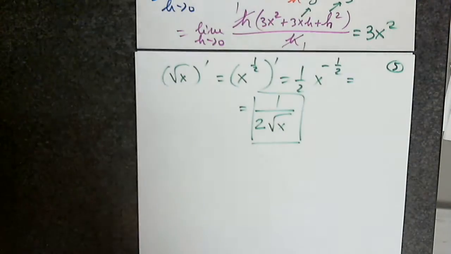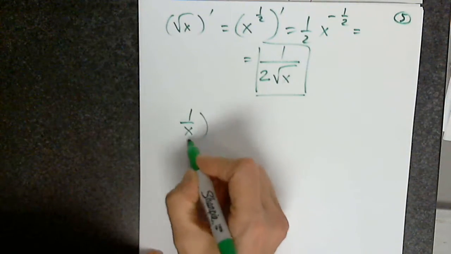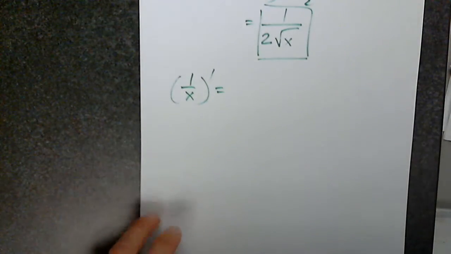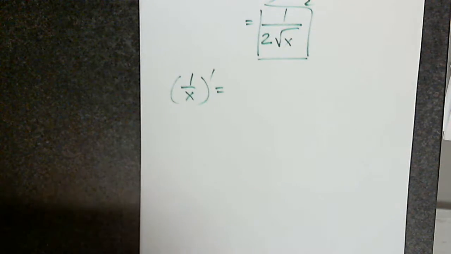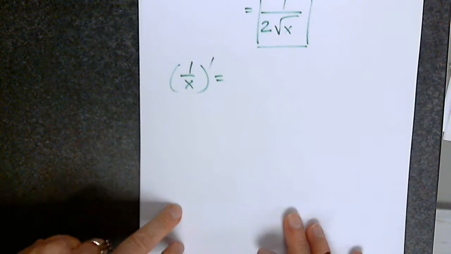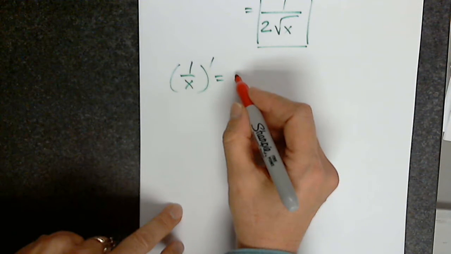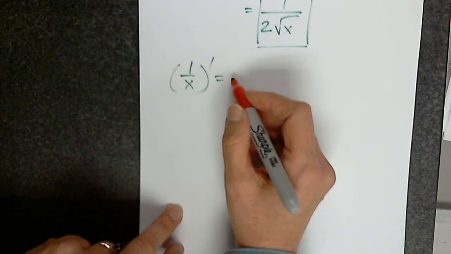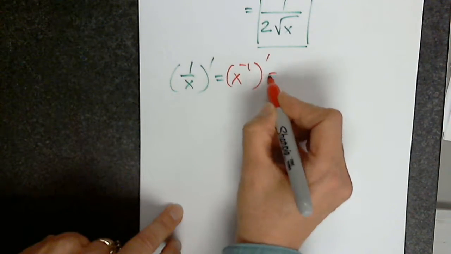Good. So now let's look at 1 over x. We don't have to use the definition. You can if you want to. If we don't use the definition, how are we going to write this? So what is the other way of writing 1 over x? Very good, excellent. And then?